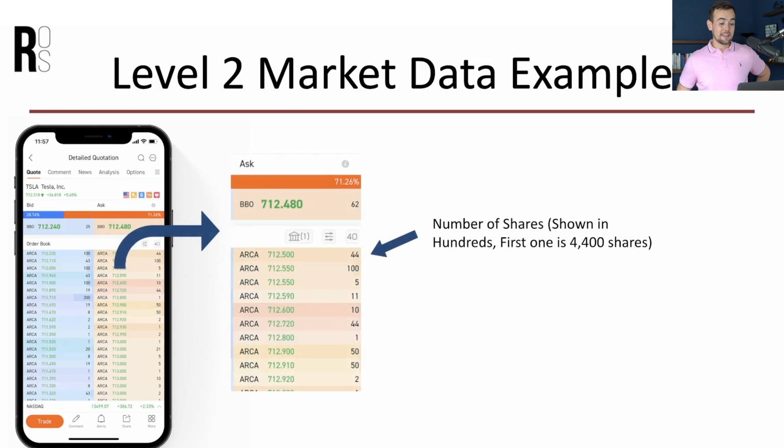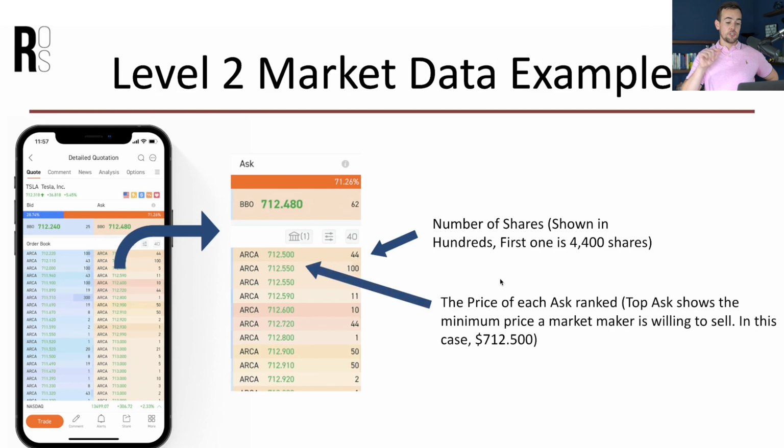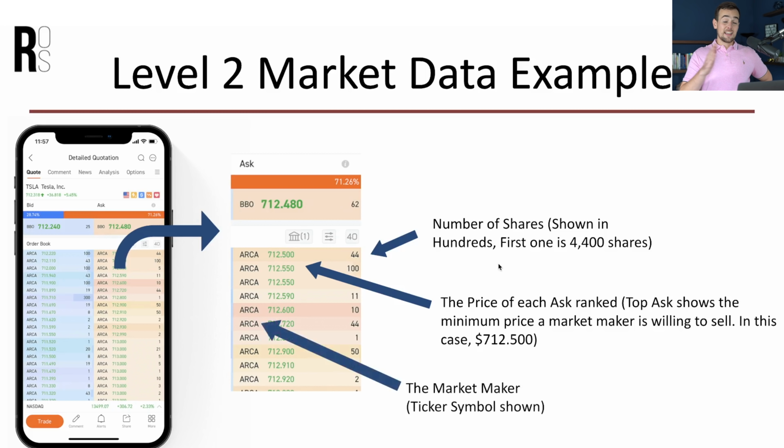Right there on the far right, that is the number of shares shown in hundreds. So for example, that first one there says 44, but that's actually an order for 4,400 shares of Tesla. Beyond that, we have the price of each ask ranked. So the top ask shows the minimum price a market maker is willing to sell for. So in this case here, it's at 712.50. And then again, it shows ARCA, which is the market maker and their ticker symbol shown.